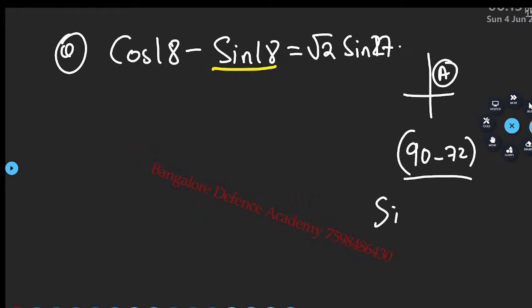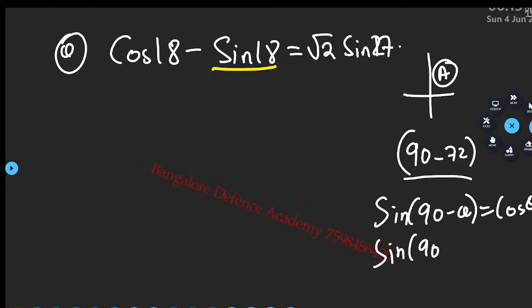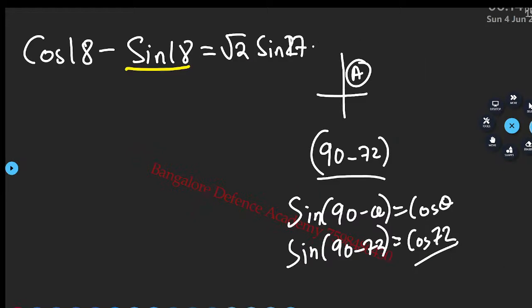In 10th standard we have studied a formula sin 90 minus theta is equal to cos theta. So here you have sin 90 minus 72. How much you get? Cos 72. So now you apply it here. So this becomes cos 18 minus cos 72. Now you got in cos c minus cos d formula. Now try it. You should get 27, not 17. Root 2 sin 27.